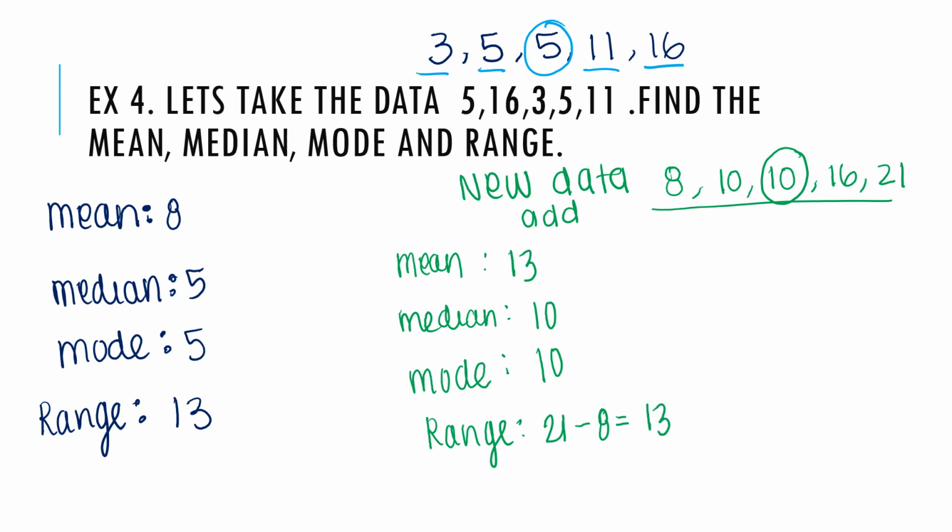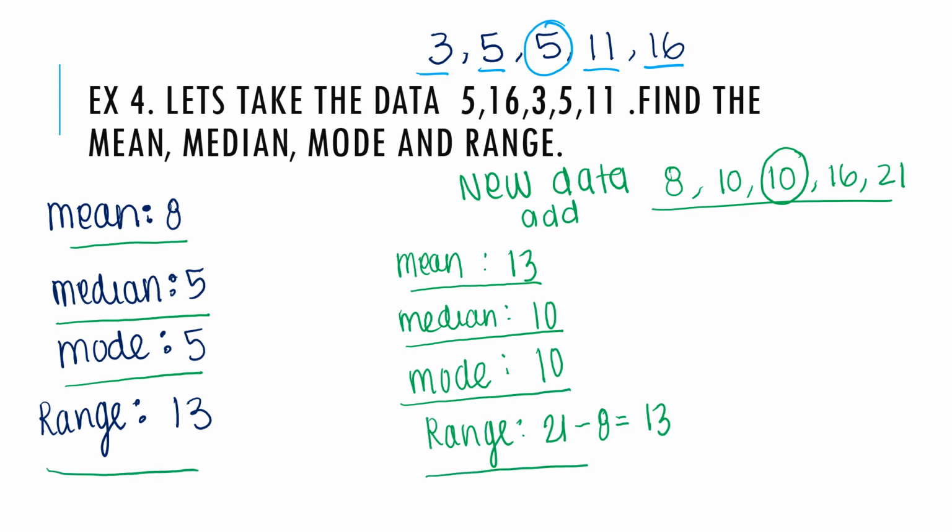So what do you notice? The mean is 8 here, and if I add 5 to that, I'm going to get 13. The median is 5 here. If I add 5 to that, I get 10. The mode is 5 here. If I add 5 to that, I get 10. And then the range stayed the same. So this is what happens. This is what I was talking about in the previous slide.